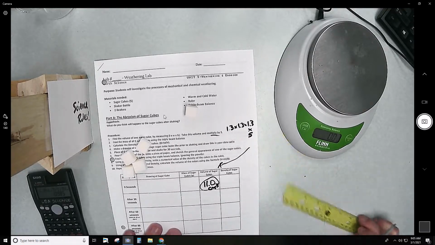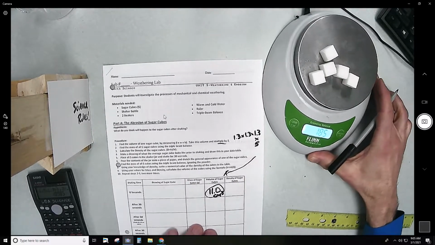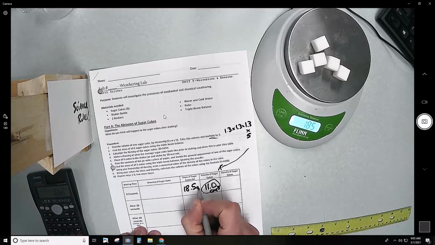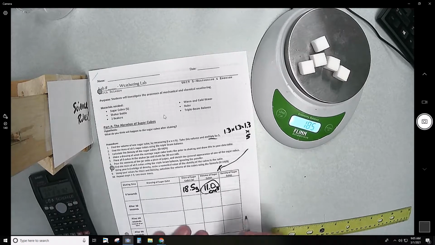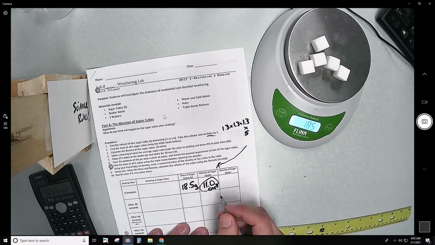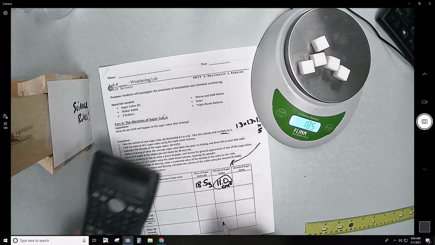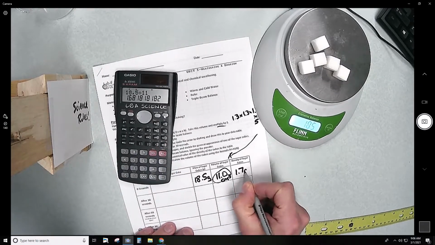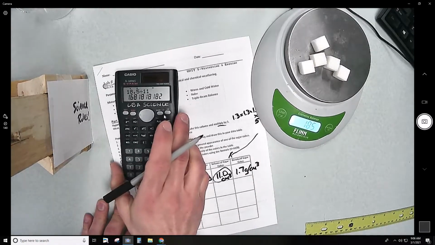Now, the mass of all 5 cubes can be obtained by putting them on the balance, okay? And if you can see this on the screen, it's a little bit unclear, but the mass is 18.5 grams. And then you just have to do the density by dividing 18.5 by 11, and that will give you the density of the sugar, which in this case is 1.68 on my calculator over here. You can barely see. Now it's on the screen, 1.68. I'm going to round that to 1.7 just to keep everything even, grams per cubic centimeter. Okay, so that's the first part of this, just measuring mass and volume and getting the density.